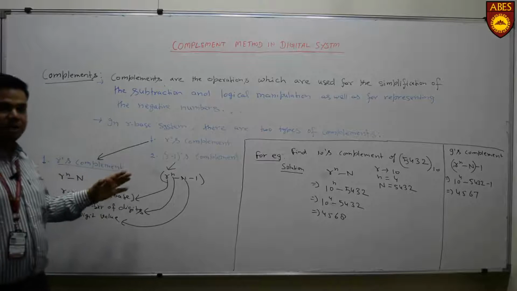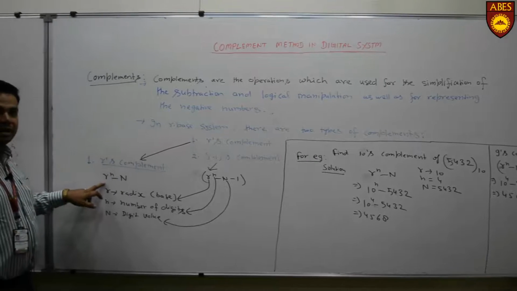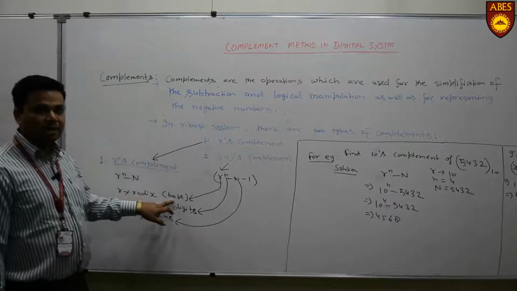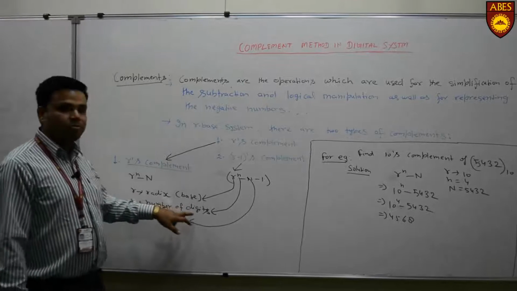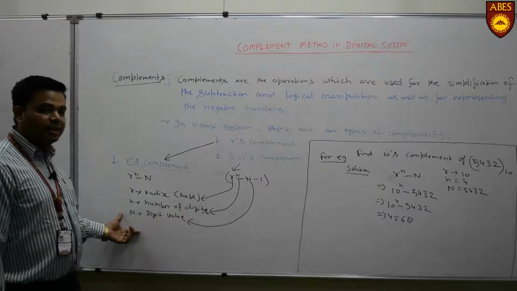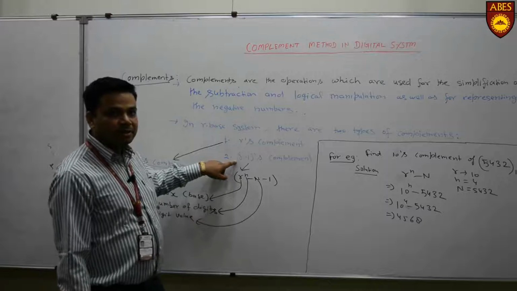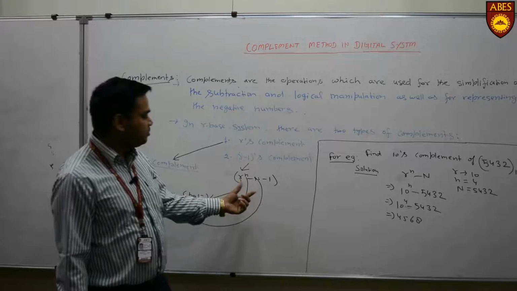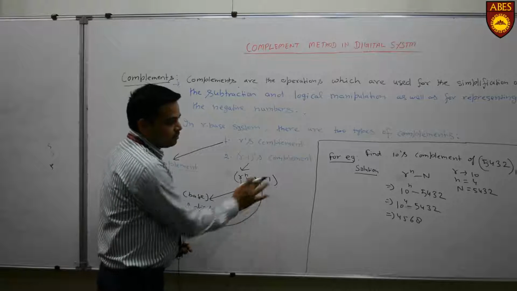If we talk about the formulation of these methods, then r's complement can be defined using this formula: r raised to power small n minus capital N, where small r is the radix, that is the base value of that number, small n is the number of digits in the particular number, and capital N is the digit value. Similarly, for r minus 1's complement, the formulation is r raised to power small n minus capital N minus 1. This method is similar to the r's complement method, but with minus 1.